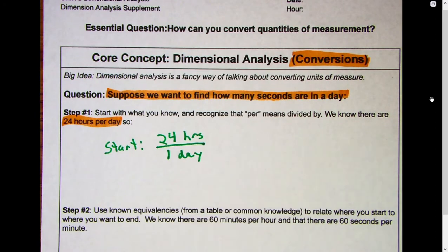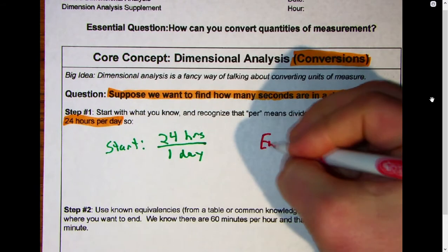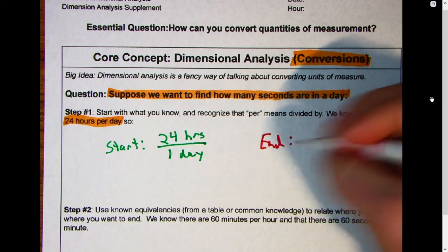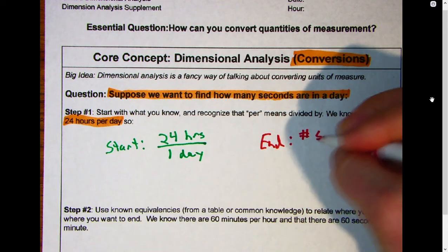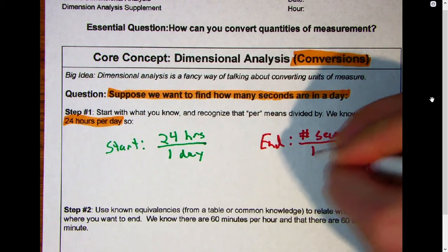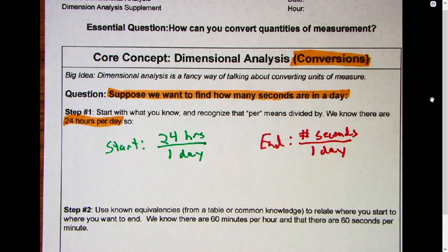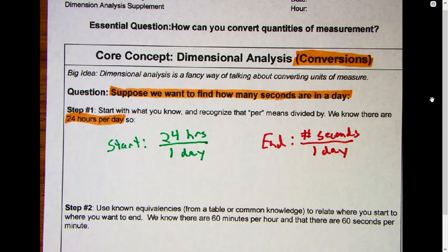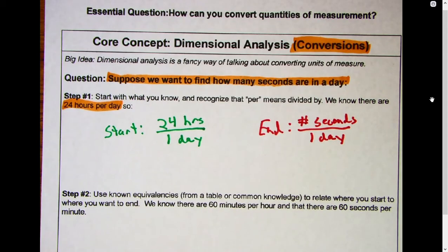And then we know we want to end with the number of seconds in one day. Alright, that's step one. Step two, use known equivalencies from a table or common knowledge to relate where you start to where you want to end. We know there are 60 minutes per hour and there are 60 seconds per minute. Okay, so let's write those down. These are going to be useful.